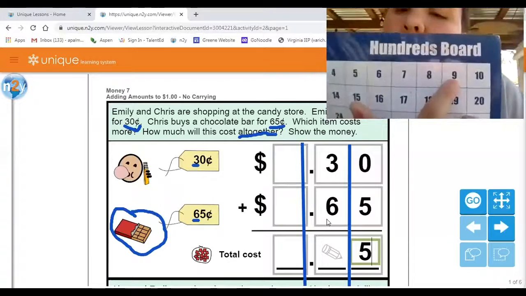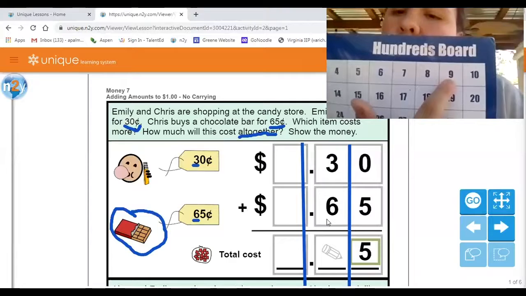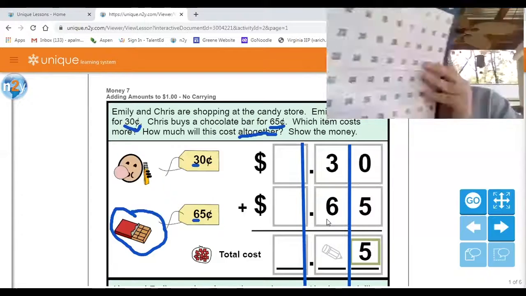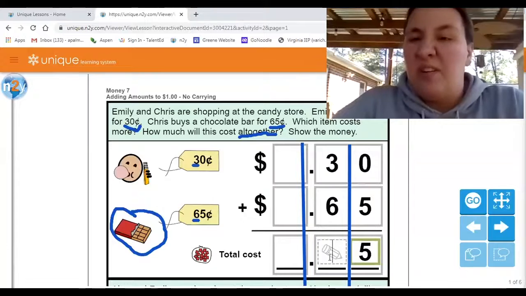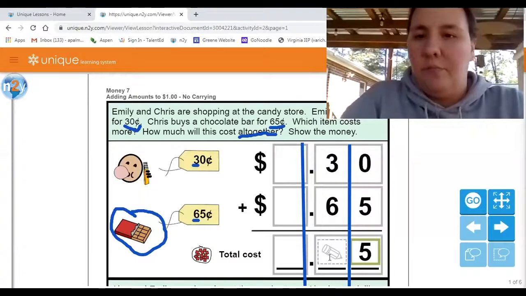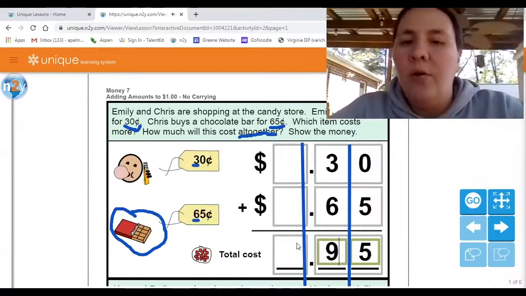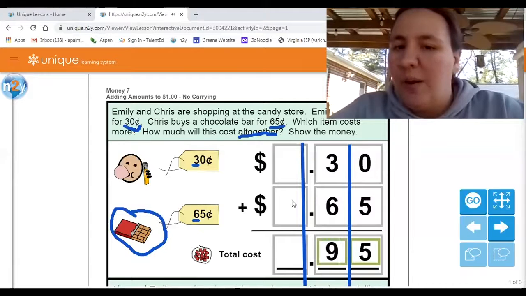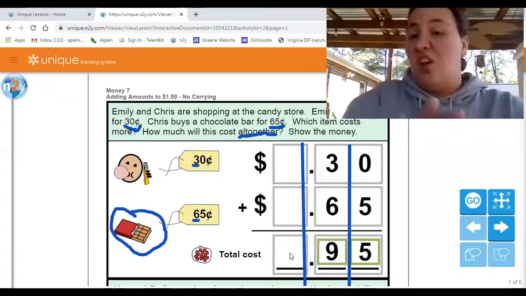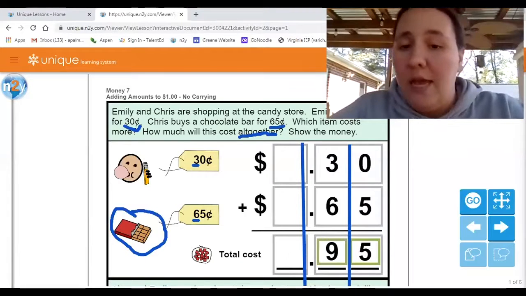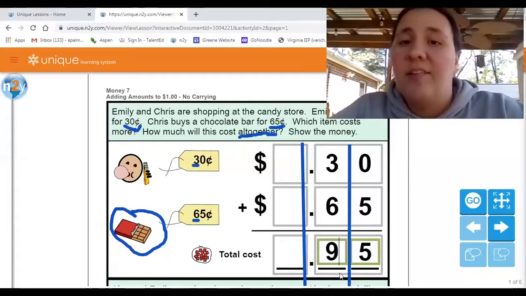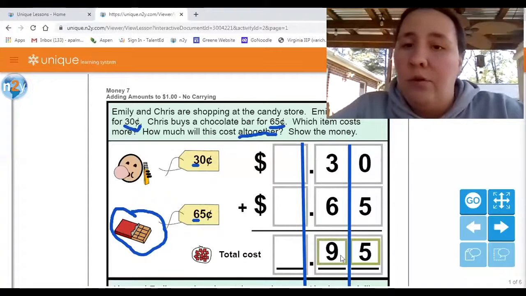So my answer is the number that I landed on. What number did I land on? Very good, a 9. So with your finger at home, I want you to find the number 9 and touch it. Beautiful. And I don't have any dollars in this problem, so I'm going to leave this one blank. So our answer for how much it is altogether going to cost, so how much money I will need, is 95 cents. Okay? Beautiful job.